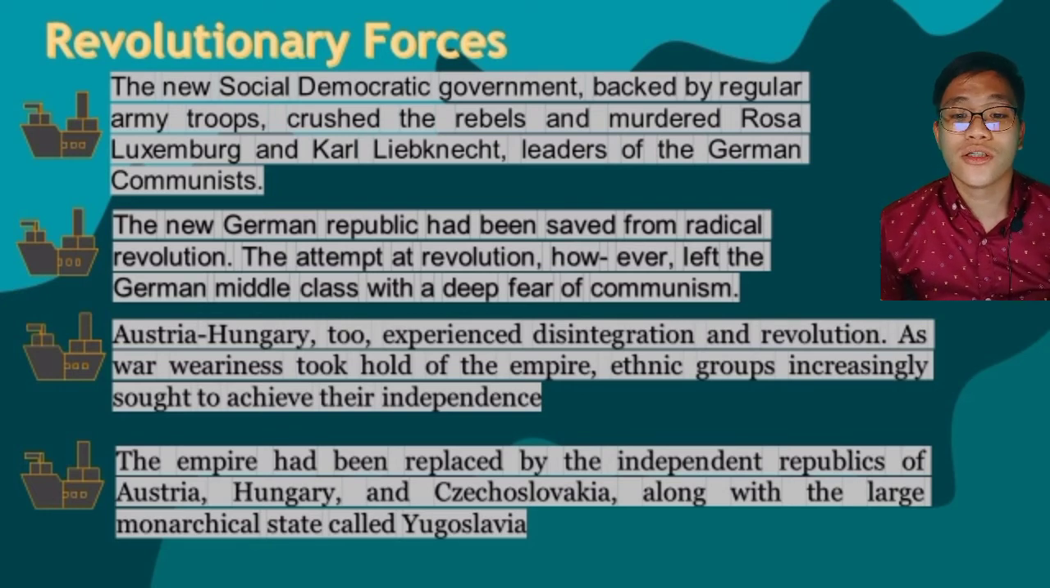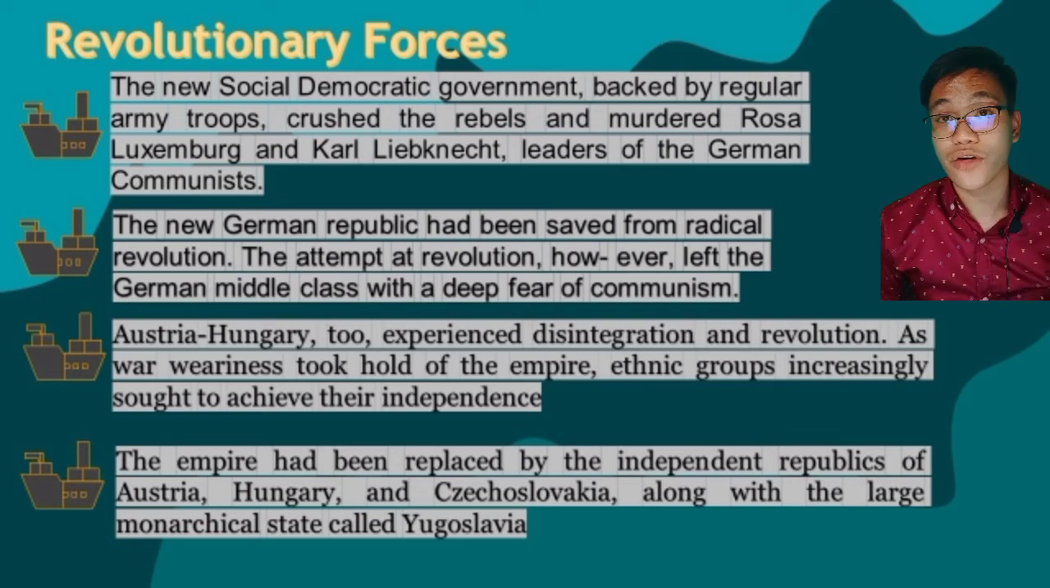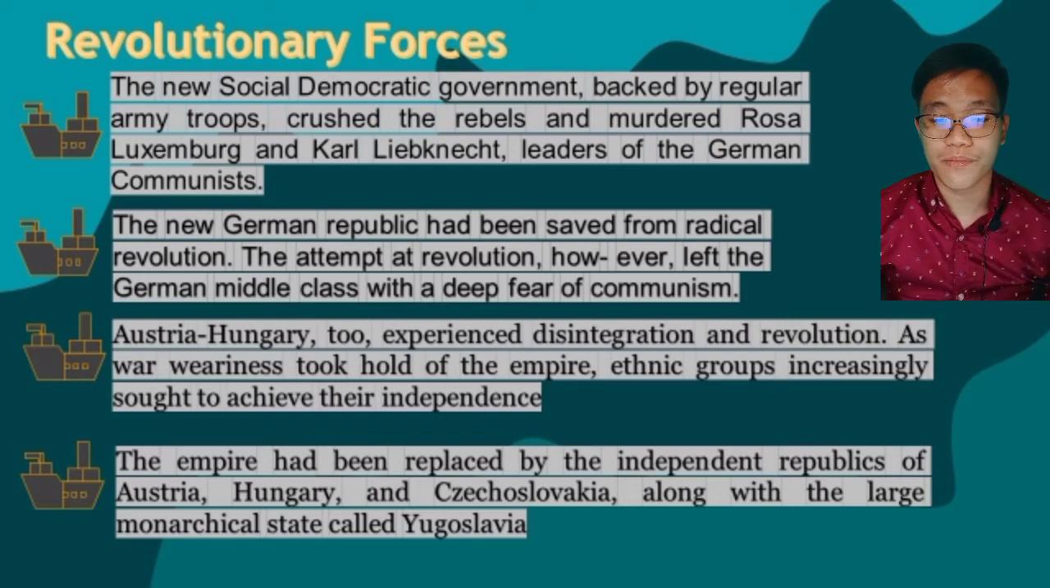The Social Democratic government, backed by regular army troops, crushed the rebels and murdered Rosa Luxemburg and Karl Liebknecht, leaders of the German Communists. A similar attempt at a Communist revolution in the city of Munich in southern Germany was also crushed. The new German Republic had been saved from radical revolution. The attempt at revolution, however, left the German middle class with a deep fear of communism.